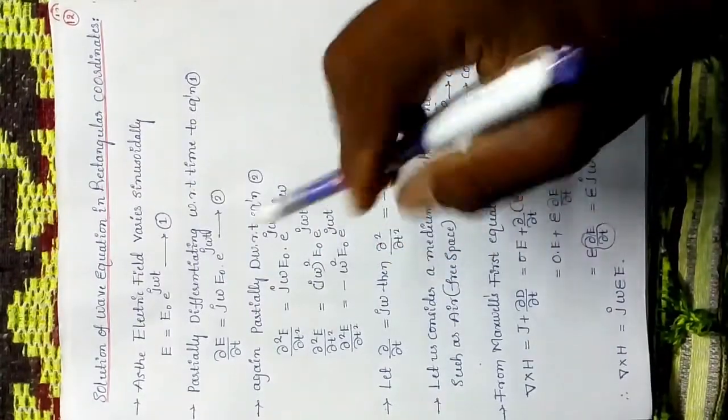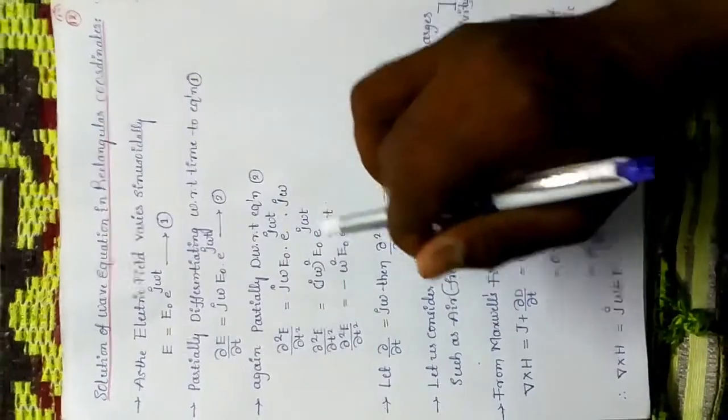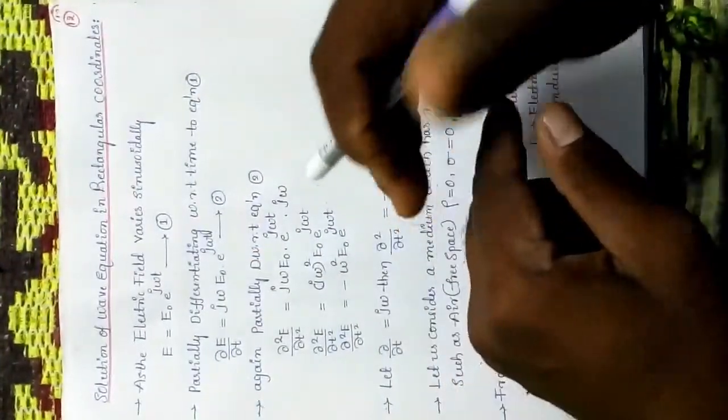So this topic is the continuation of the rectangular waveguide, and that is the solution of the wave equation in rectangular coordinates. What is the solution for the wave equation in rectangular coordinates? That is the topic today.